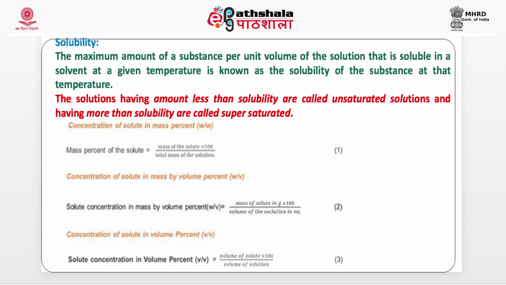What is the definition of solubility? The maximum amount of substance per unit volume of the solution that is soluble in a solvent at a given temperature is known as the solubility of the substance at that temperature. It is important to remember that solubility changes with temperature. Therefore, specifying temperature is important.